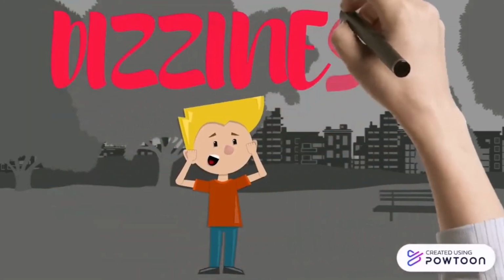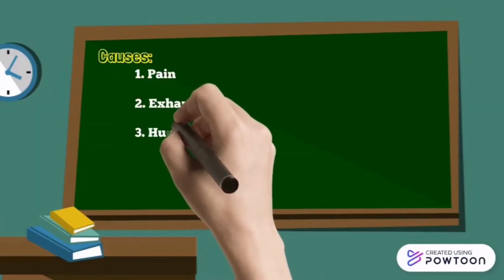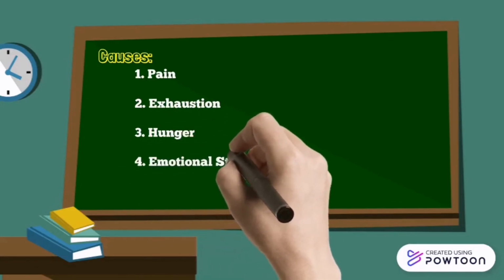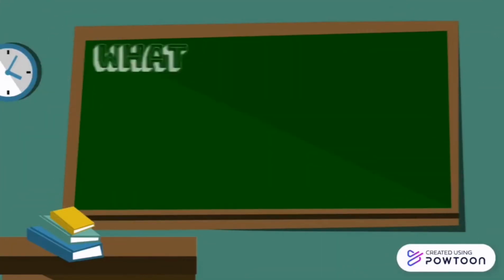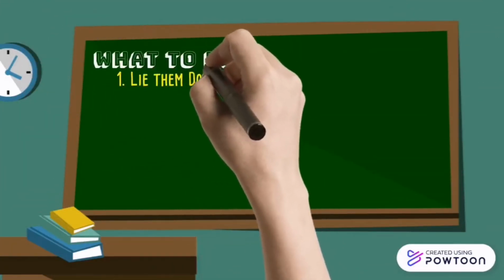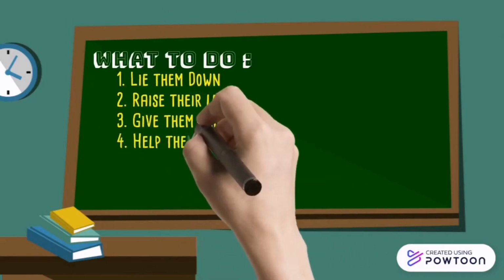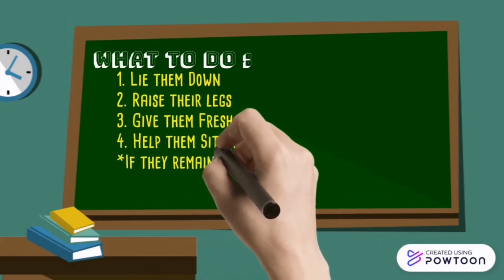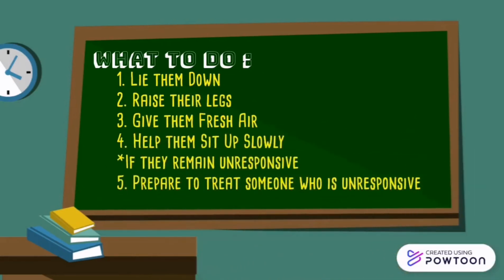How to treat dizziness. These are the causes of dizziness: pain, exhaustion, hunger, emotional stress, standing or sitting when hot. These are the things you need to do. Lie them down, raise their legs, give them fresh air, and help them sit up slowly. If they remain unresponsive, prepare to treat someone who is unresponsive too.